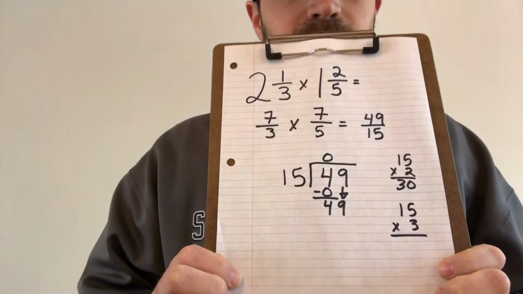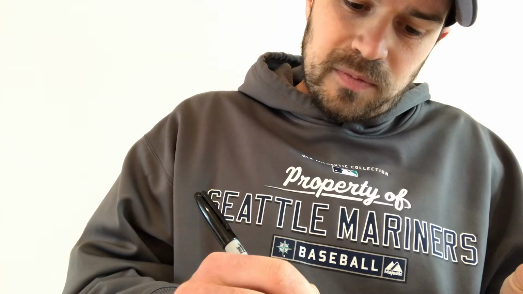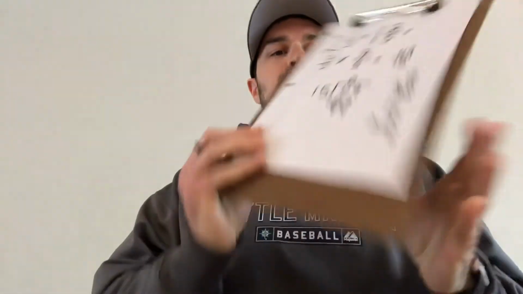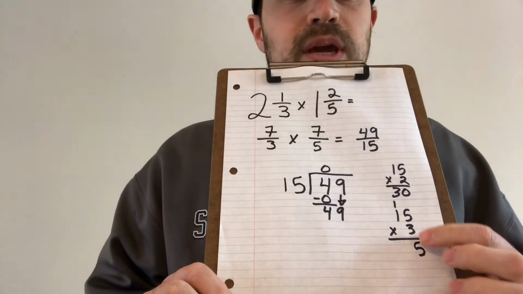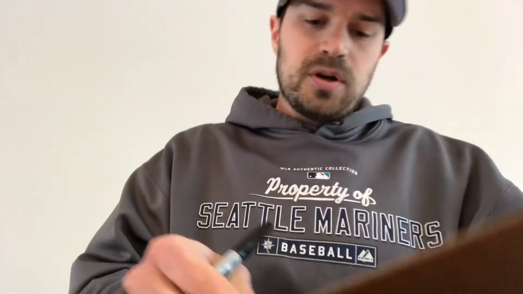So set up your problem just like this one. 3 times 5 is 15. So we put the 5, carry the 1. Joshua Braid, what is 3 times 1 plus 1? Thank you very much. Very quick answer. That is 4. So our new one is 45.